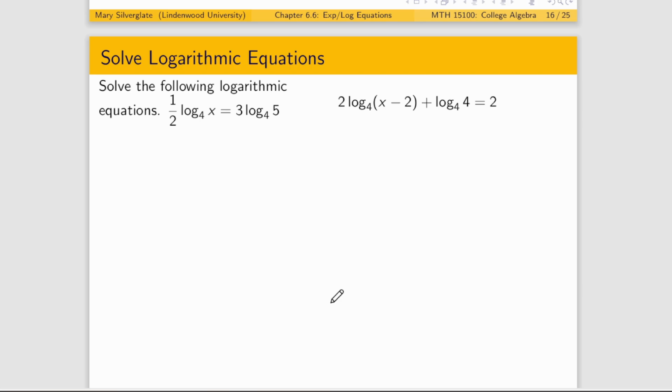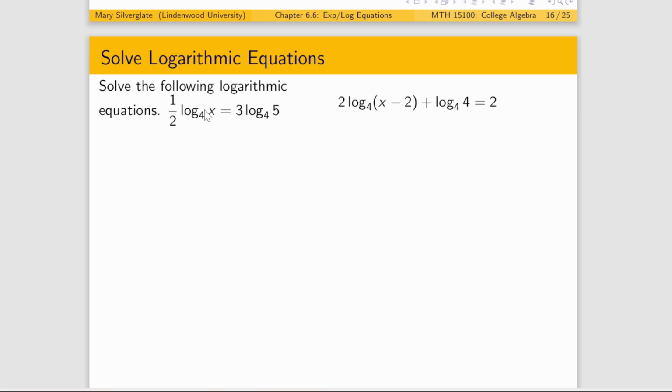We may have to do a little bit more manipulation to make it look that way. So in this case, it looks like here I've got some numbers chilling outside the log, which I can either bring in or I can also divide or multiply to get rid of them. In this case, we're going to do kind of a combination thereof.